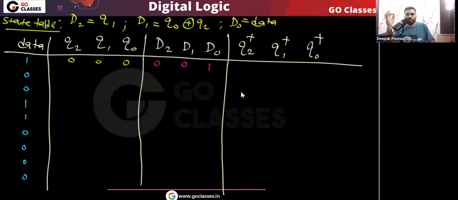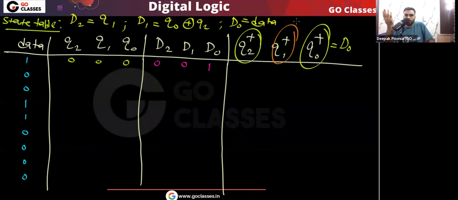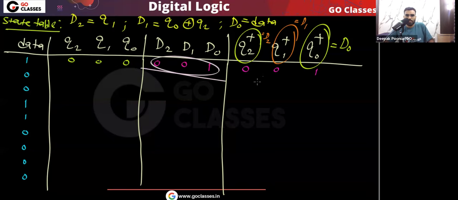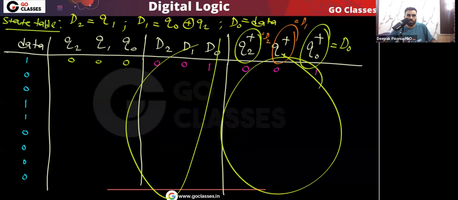Now notice one thing, something beautiful: in the D flip flop, we already know that the next state will be same as the D input. So remember, Q2 next will be same as D2, Q1 next will be same as D1, and Q0 next will be same as D0. So basically this 0, 0, 1 I can write as it is. Once you get this, you can copy paste here. You just have to find till here, then copy paste the same here.